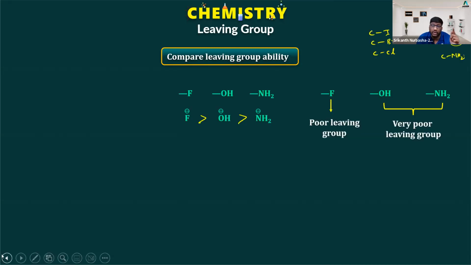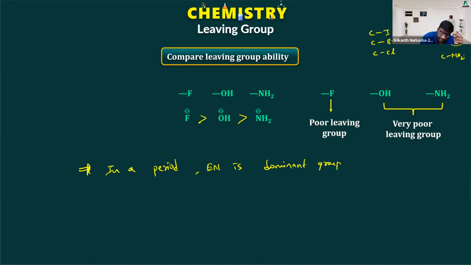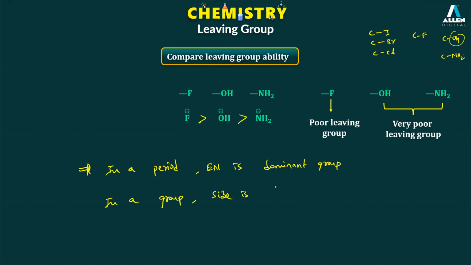Always remember, whenever you are comparing in a period, electronegativity is the dominant factor. I have explained this earlier also. In a period electronegativity is the dominant factor, whereas in a group, which is the dominant factor? Size. Size is the dominant factor.